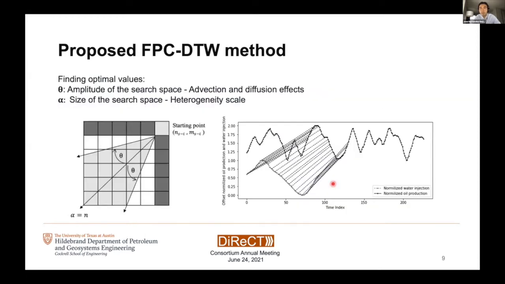And we have some physics meaning about these hyperparameters. Basically, theta is the amplitude of the search space, and this can be related to the advection and diffusion effects of the reservoir. So we're telling the algorithm you cannot find points that are very far away from your starting point, because this is something that we don't want. And alpha is the size of the search space, as I mentioned before. This can be related to the heterogeneity scale of the reservoir. If we have a very homogeneous reservoir, then we're going to have a smaller alpha value, as opposed to a larger alpha value for more heterogeneous reservoirs.